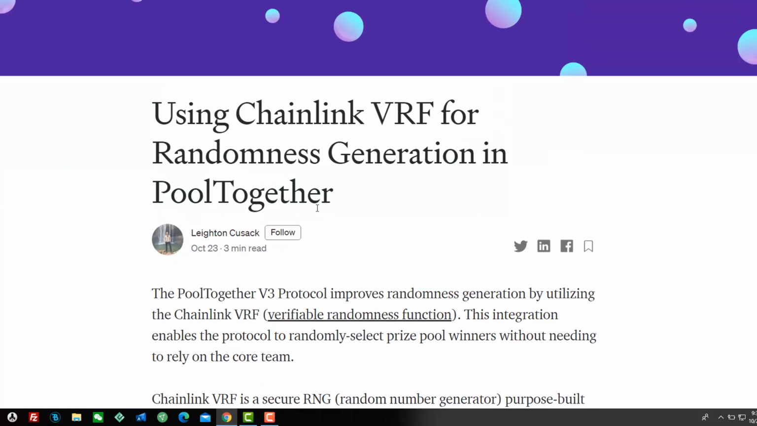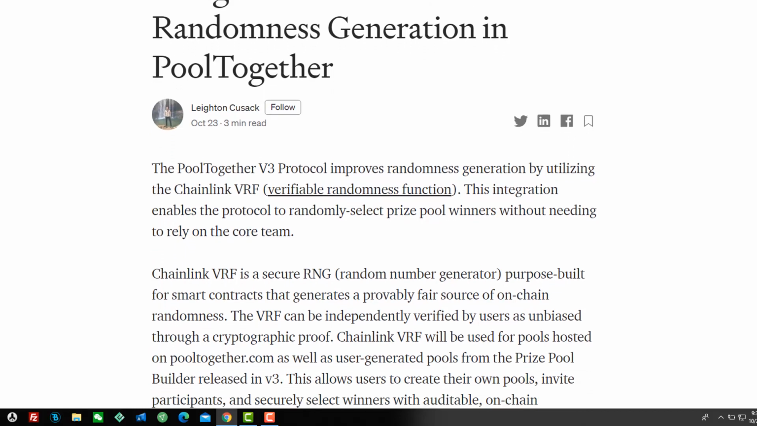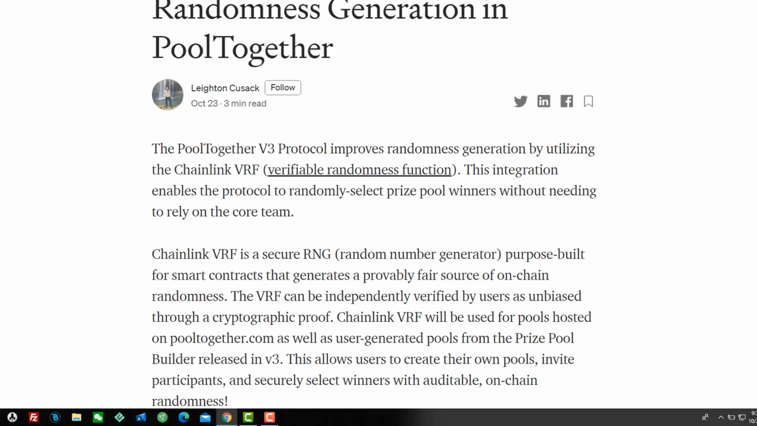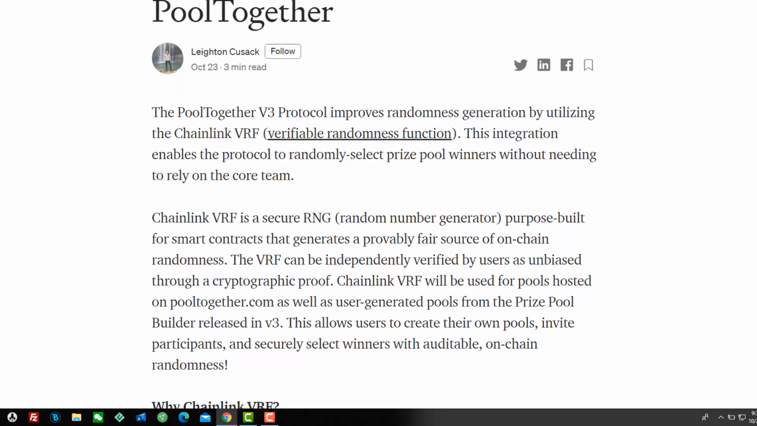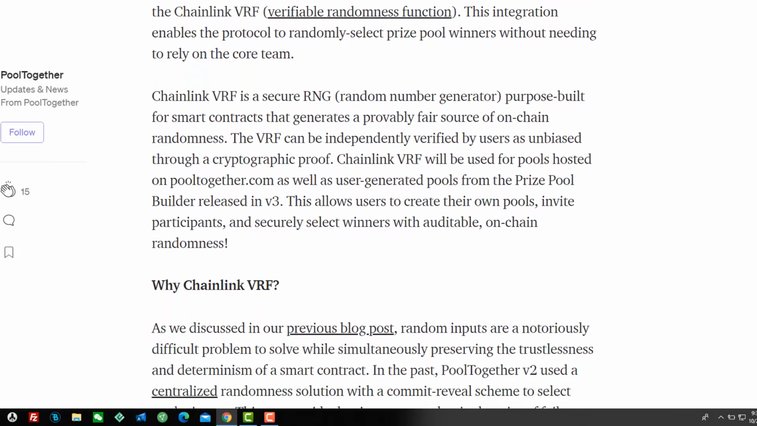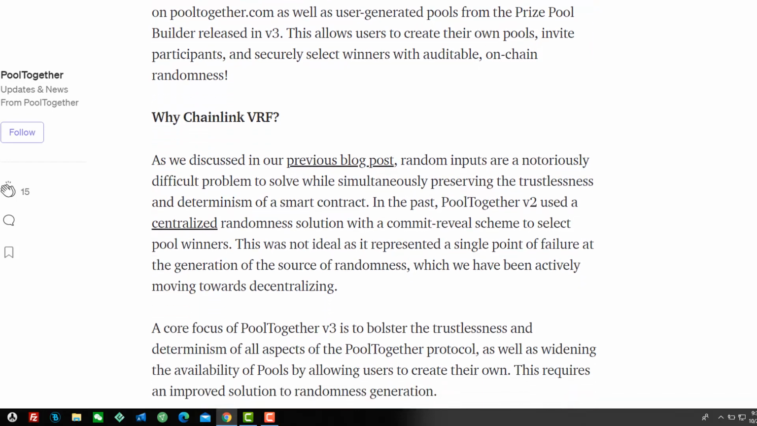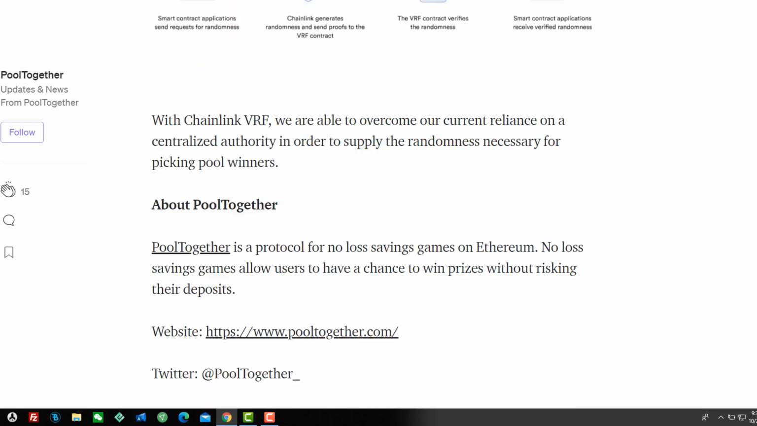How they pick the actual winner is they use Chainlink VRF for randomness generation in PoolTogether. The PoolTogether V3 protocol improves randomness generation by utilizing the Chainlink VRF, verifiable randomness function. This integration enables the function of randomly selecting pool prize winners without needing to rely on the core team. So it uses this from Chainlink. Okay, so then the prizes are random and it's not rigged, basically, is what they're saying.